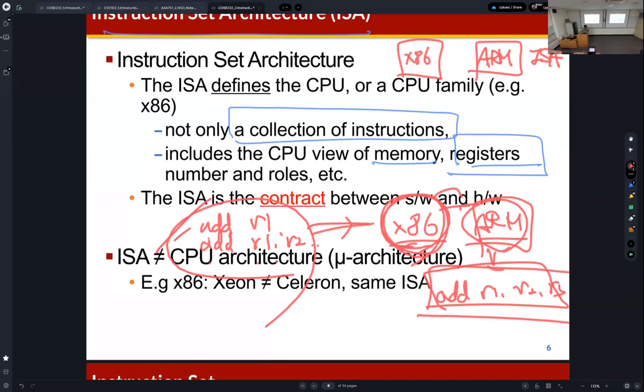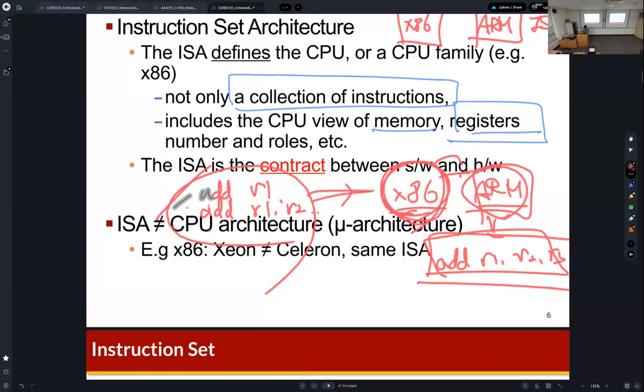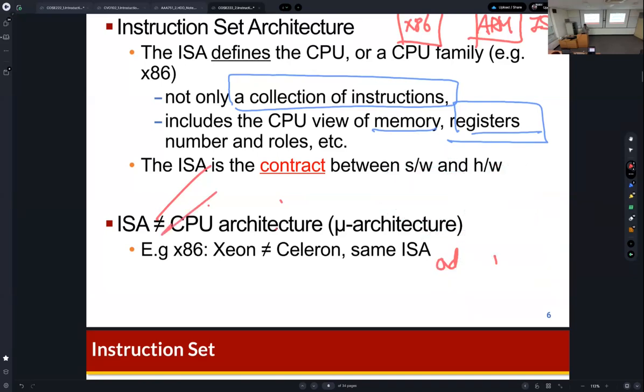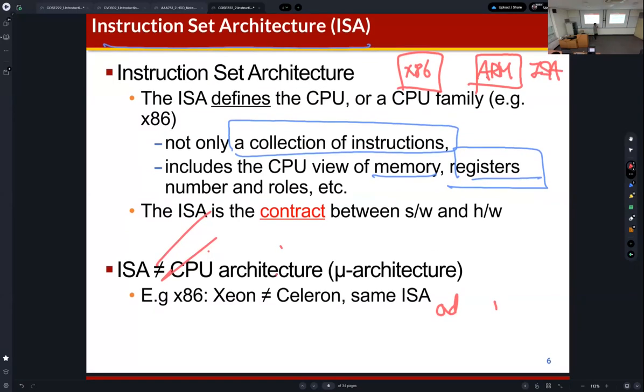Also, we can be confused with the microarchitecture of a CPU. So what does that mean? Based on the ISA, we can design different types of CPU, such as Intel Xeon and Intel Celeron. Intel Xeon and Intel Celeron both support the x86 architecture. So let us assume that we have a binary file like GCC, and the GCC binary is compiled using an x86 compiler.